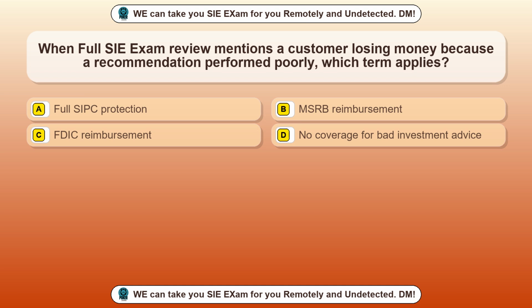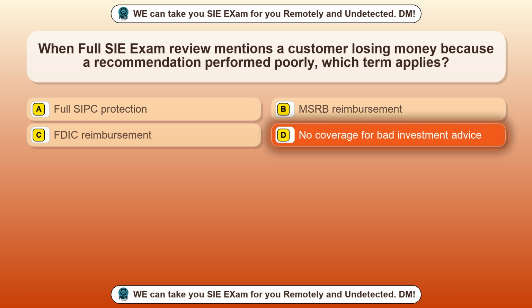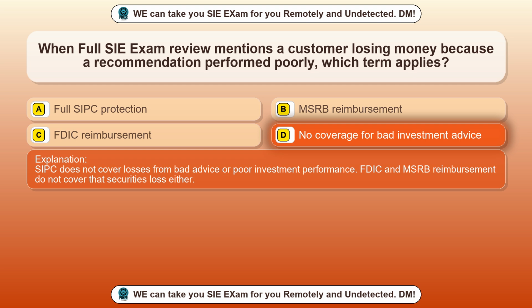Question 96. When full SIE exam review mentions a customer losing money because a recommendation performed poorly, which term applies? Option A, full SIPC protection. Option B, MSRB reimbursement. Option C, FDIC reimbursement. Option D, no coverage for bad investment advice. The correct answer is option D, no coverage for bad investment advice. SIPC does not cover losses from bad advice or poor investment performance. FDIC and MSRB reimbursement do not cover that securities loss either.